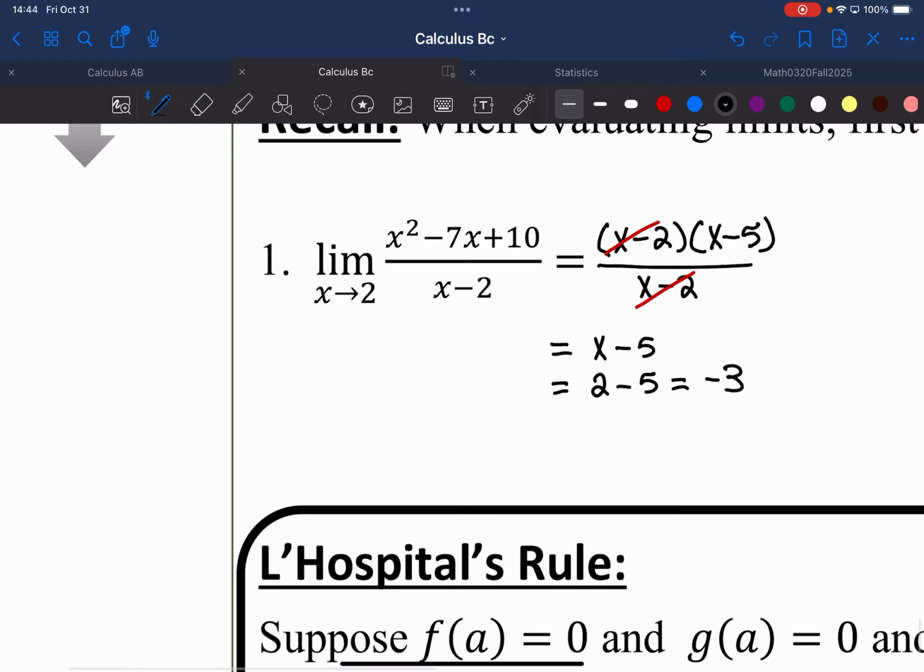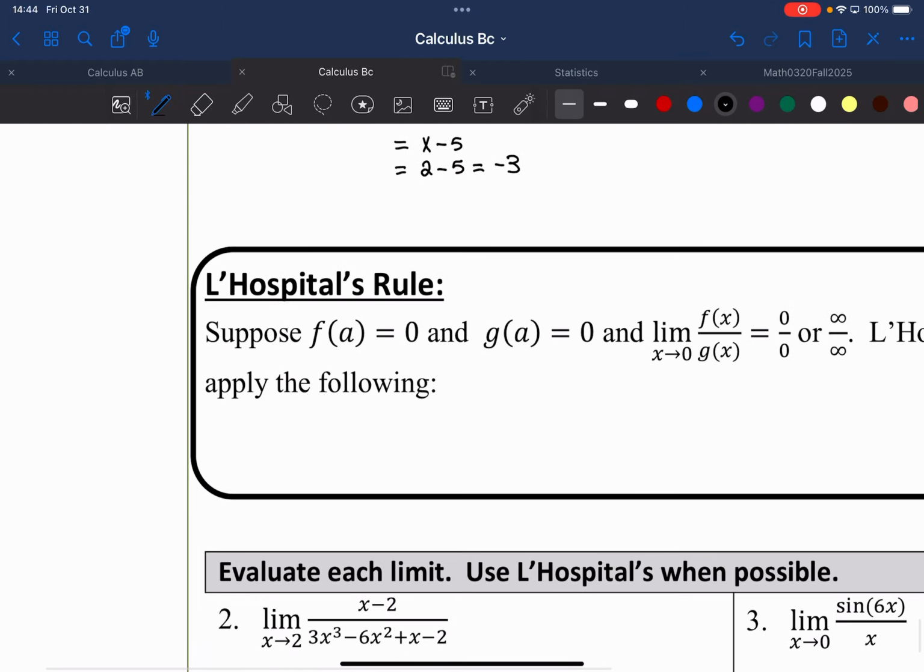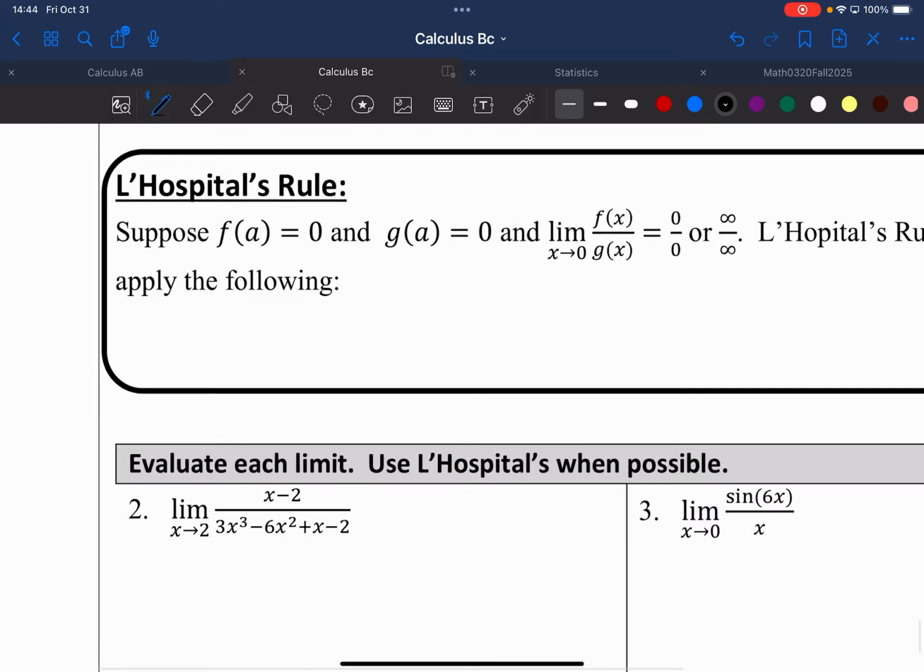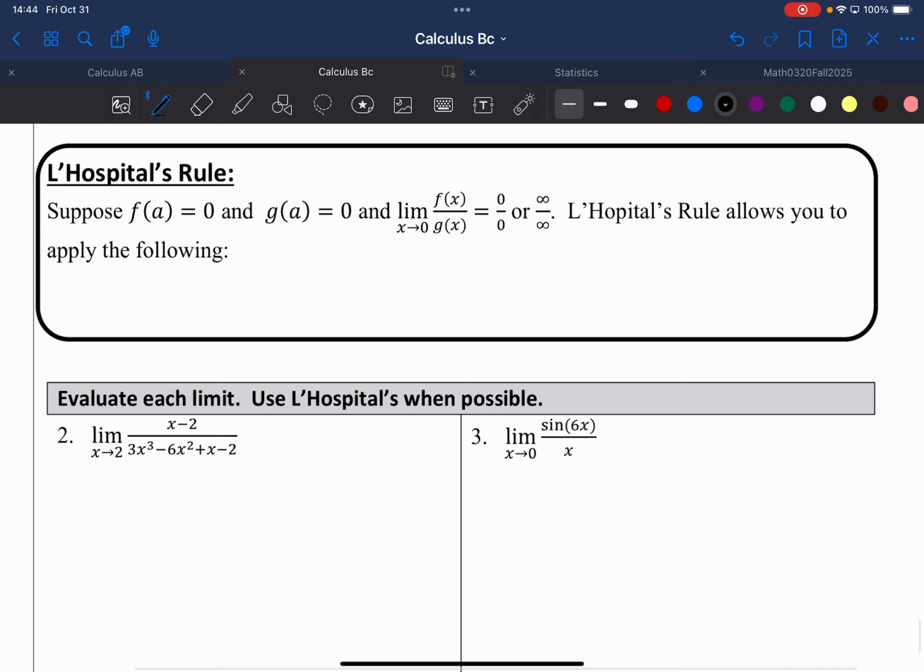Now we learn derivatives, which means we now have access to, I always want to say hospital, it's not hospital, L'Hopital's rule. Okay. So it says, suppose f of a equals 0 and g of a equals 0, then the limit as x approaches 0 of f of x over g of x is equal to 0 over 0 or infinity over infinity. So what this means is if we were to do direct substitution and we get 0 over 0 or infinity over infinity, then we can use this rule.